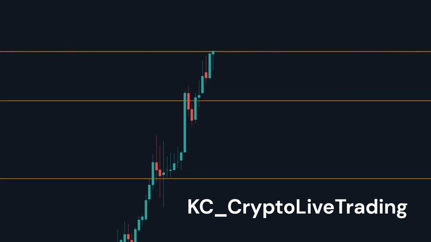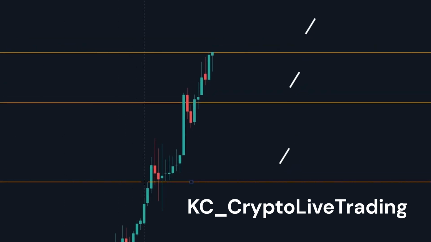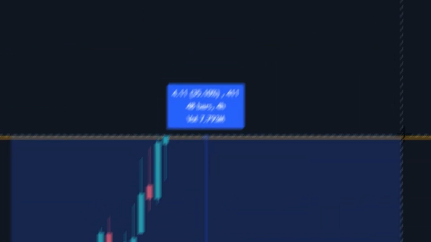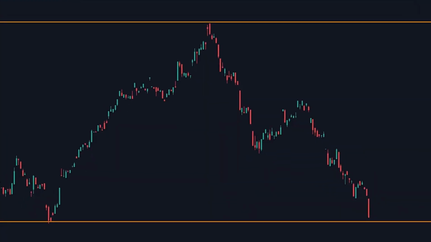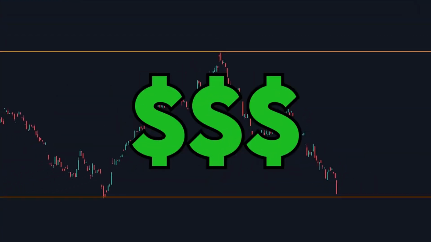In this trade, I used purely just support and resistances and made a total of 35% in just 30 minutes. I'm going to show you how to draw the perfect support and resistances, how to make them more accurate, and show you the secret on how to use them to get winning trades. Let's get straight into it.